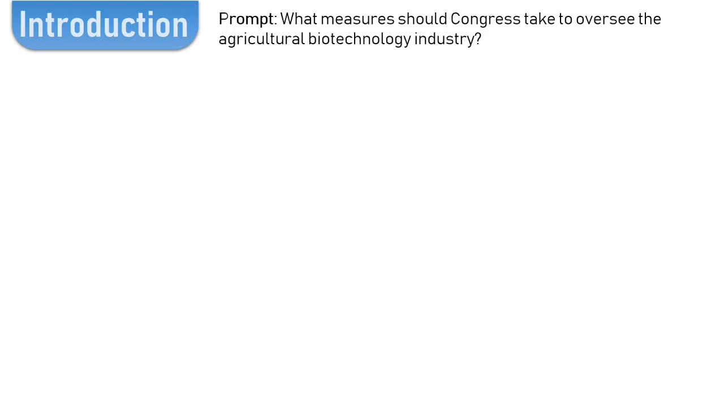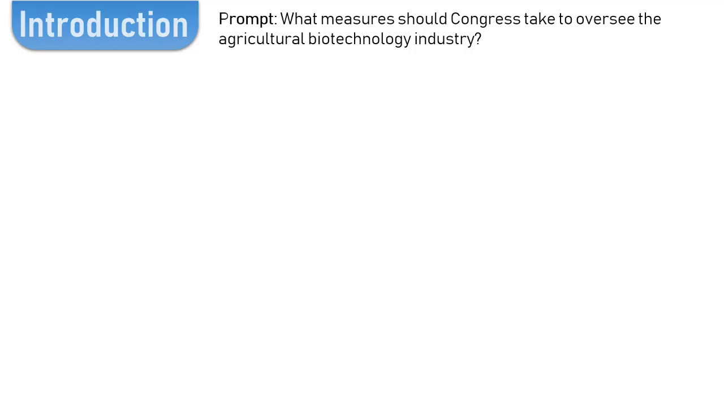I'm going to show you how I structured my introductory paragraph for a position paper I wrote freshman year. So my prompt was, what measures should Congress take to oversee the agricultural biotechnology industry? So that refers to the industry which genetically modifies crops or seeds to bring out the most beneficial traits in these organisms or in these objects.